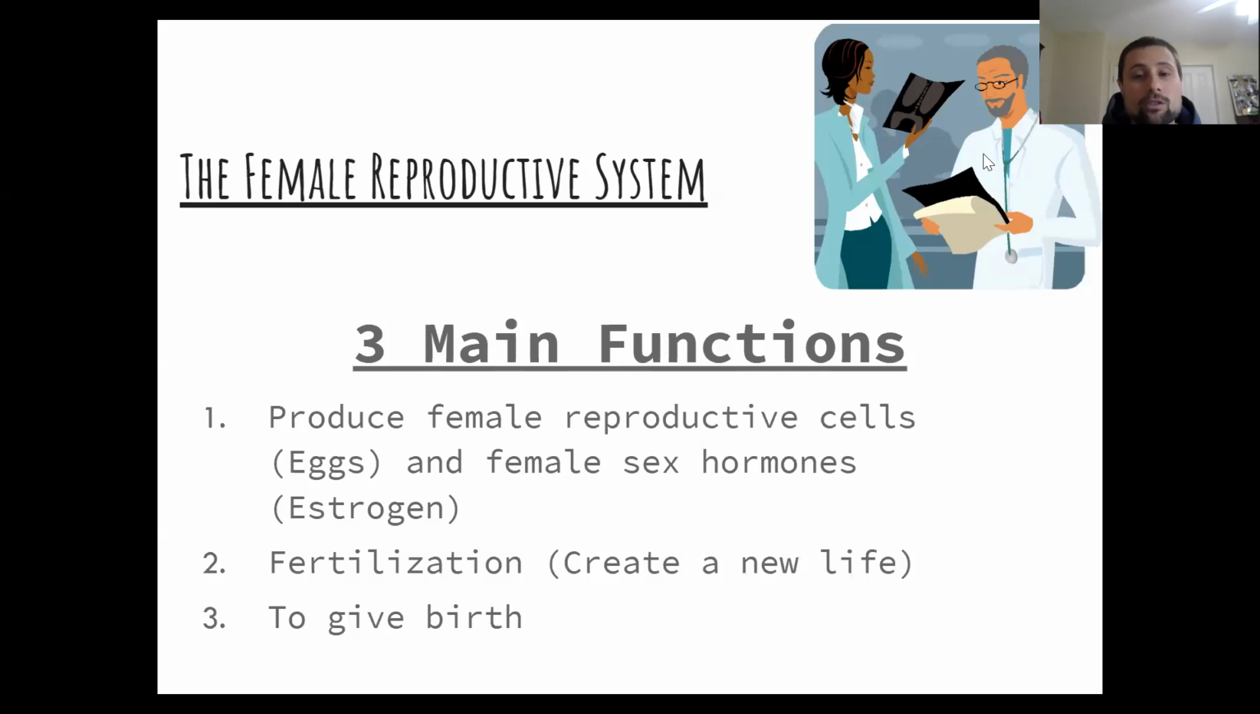Female sex hormones are also produced during puberty, and estrogen levels will continue to rise during puberty. Fertilization is the second main function. Basically, that means the creation of a new life. So the female reproductive system is basically where, as we talked about, a baby is created and begins to grow inside the female body. And then third is to give birth. So once that baby is created and the woman is then capable of giving birth, the baby enters the new world.